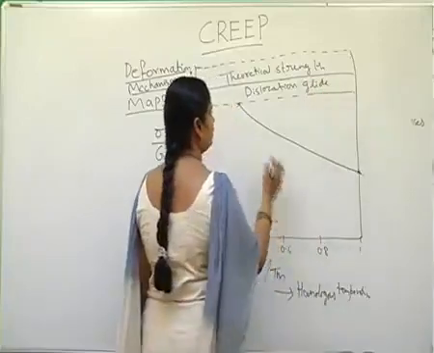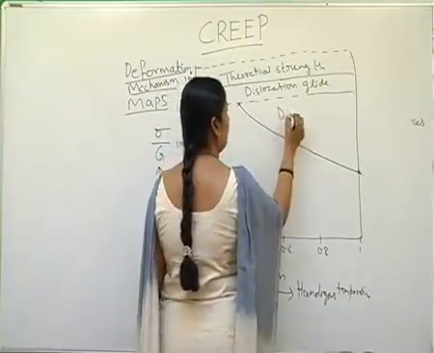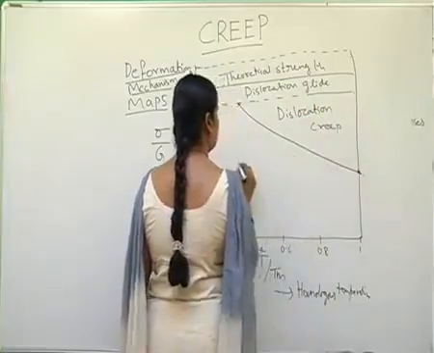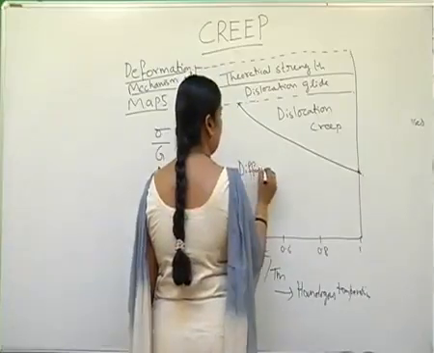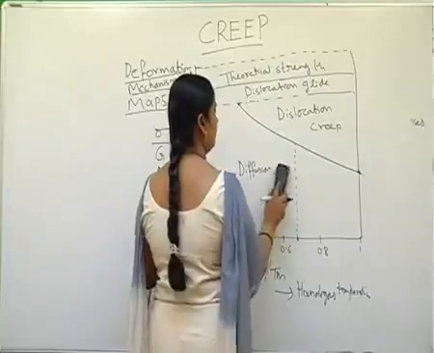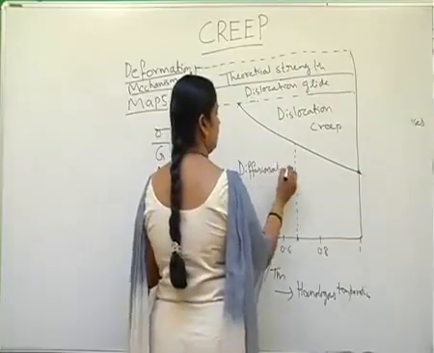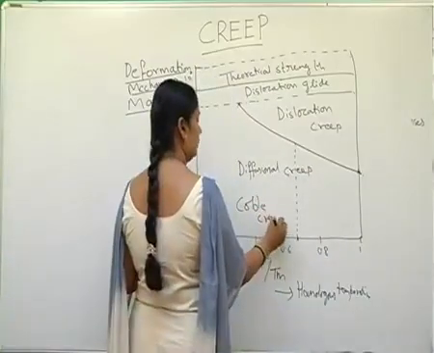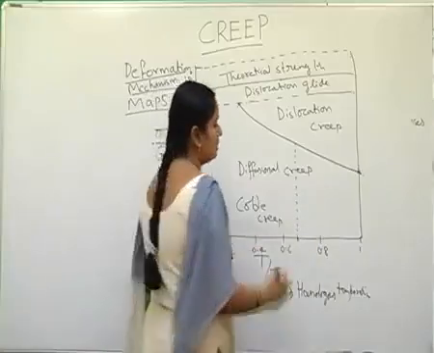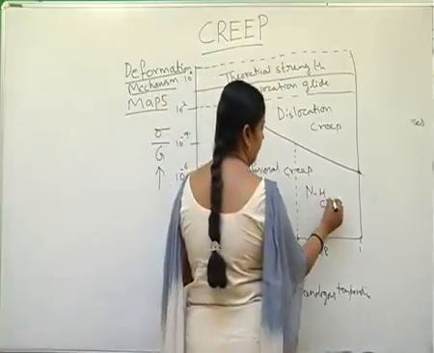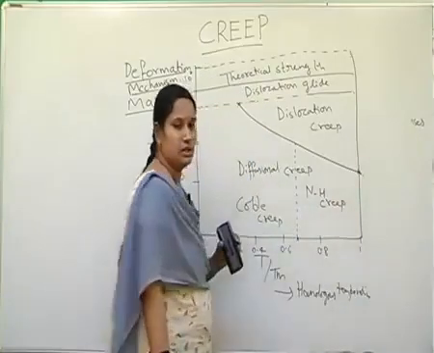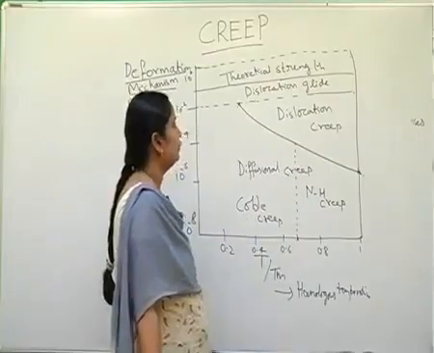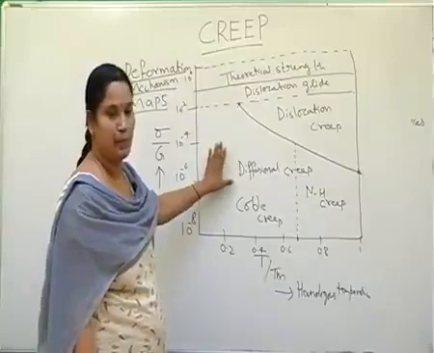At intermediate stresses we have dislocation creep. This area represents diffusional creep, where diffusion creep is of two types, Nabarro-Herring creep and Coble creep. This is Coble creep, where grain boundary diffusion takes place, and at slightly higher temperatures we have Nabarro-Herring creep, where lattice diffusion predominates. So these are the various deformation mechanisms.